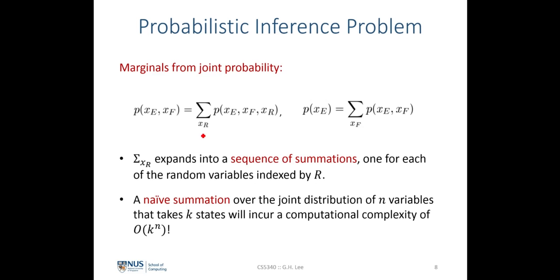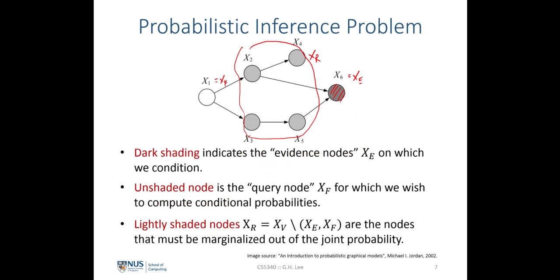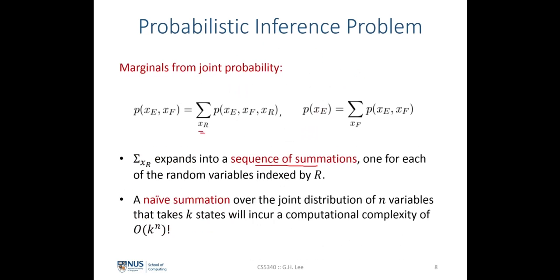Now we'll see that the marginalization of XR often involves the marginalization over multiple random variables. In other words, it expands into a sequence of summations, one for each random variable index in the set XR, as we have seen in the earlier example, where XR equals x2, x3, x4 and x5. What this means is that we will have this summation sign over XR expanding into x2, x3, x4 as well as x5 over the joint probability of x1 all the way to x6.